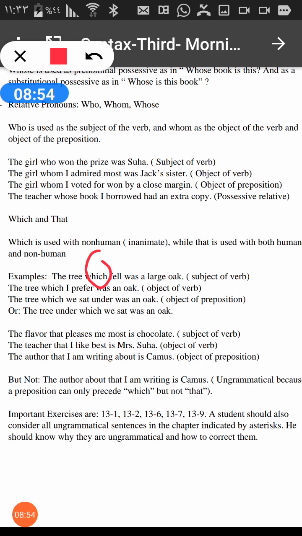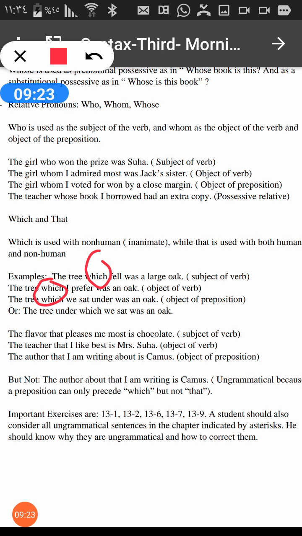But in the second example, the tree which I prefer was an oak. The tree which I prefer was an oak. Here it functions as object of the verb, because if I put it in another way, إذا أخليها بصيغة أخرى, I say for example, I prefer an oak tree.